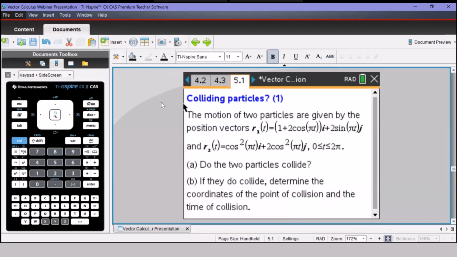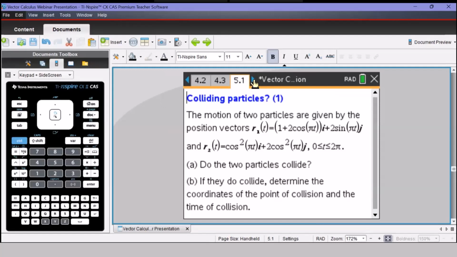So let's have a look at the first example, where we're going to bring in a bit more of the dynamic nature or capabilities of the Nspire here, so it's not as symbolic as the first example. So the motion of two particles are given by these two position vectors, where t is between 0 and 2 pi. So there are two questions. Do the two particles collide? If they do, determine the points of collision and the time of collision. Well, the great thing is if they don't collide, then we don't need to answer part B, of course. So if you're lazy, we're hoping they don't collide.